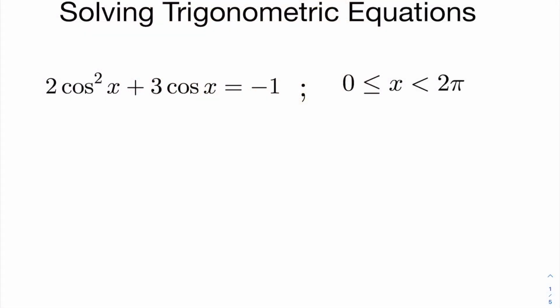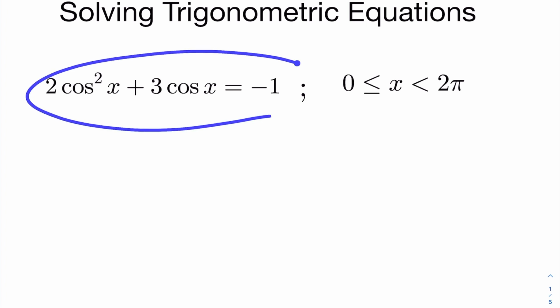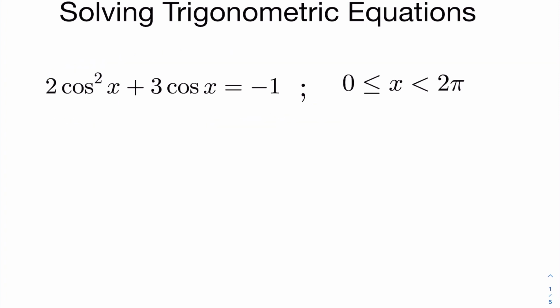In today's lesson, we're going to be solving trigonometric equations. In our first equation here, we want to solve 2 cos squared x plus 3 cos of x is equal to -1. So in this question here, they've bounded our x value, bounded our input between 0 and 2 pi.